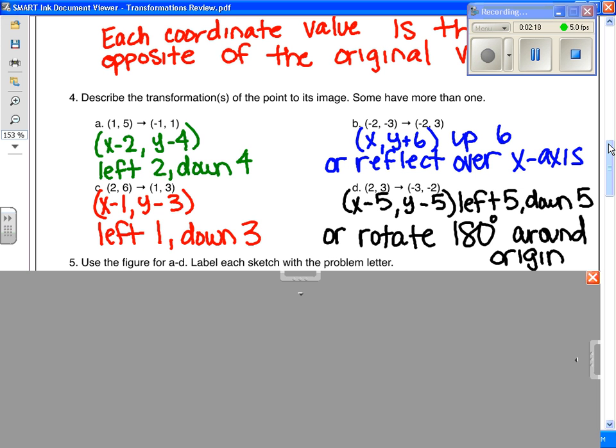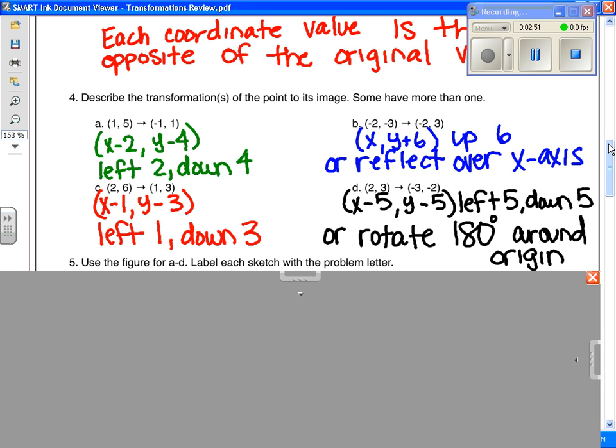All right, number 4, a couple of these have more than one option. I just did some of the more obvious choices. Part A, that's the same as going left 2, down 4. I do need you to make sure that you understand how to write the coordinate points. So if you're going left 2, that is x minus 2. If you're going down 4, that would be y minus 4. Right below that, same thing. Left 1 means x minus 1. Down 3 means y minus 3.